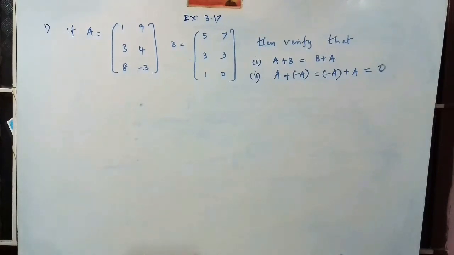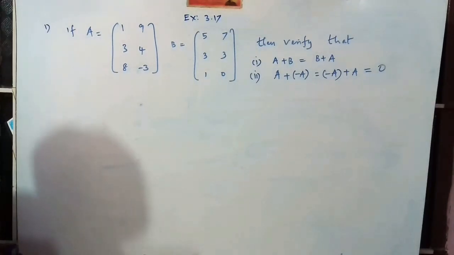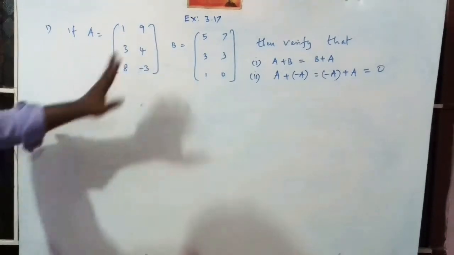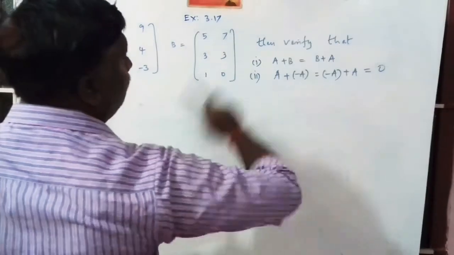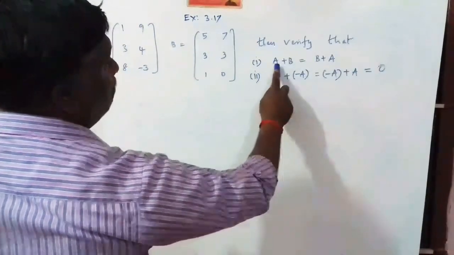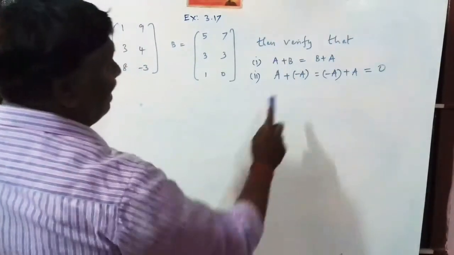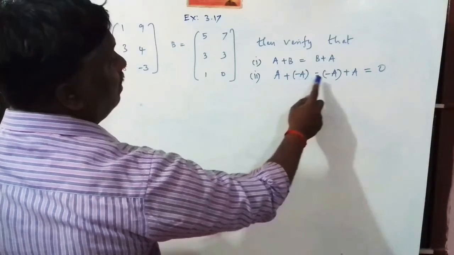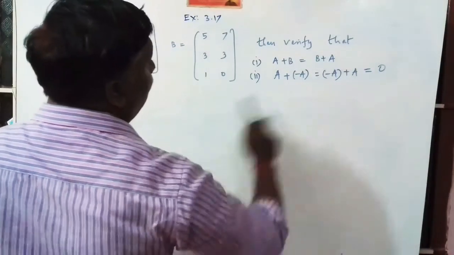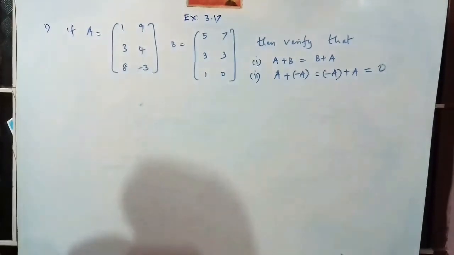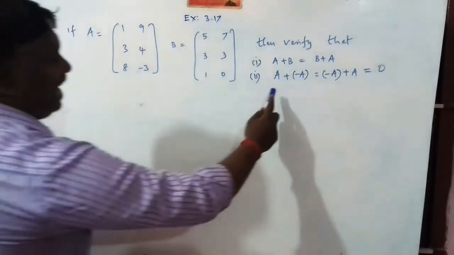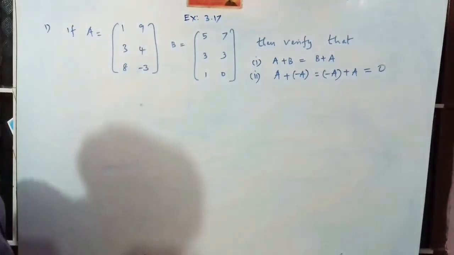Okay, exercise 3.17. If A equal to one matrix and B equal to another matrix, then verify that the first condition is A plus B equal to B plus A, and the second condition is A plus minus A equal to minus A plus A equal to 0. The first one is the commutative property, A plus B equal to B plus A. The second condition is the additive inverse property.